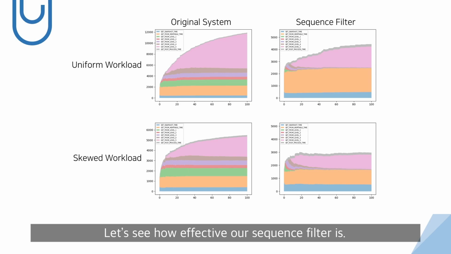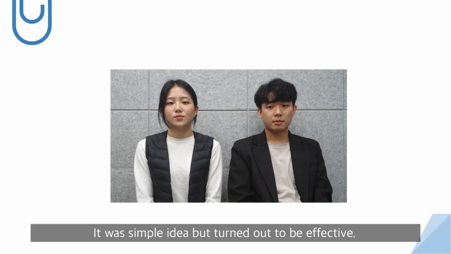Let's see how effective our sequence filter is. We used two types of workloads. One is uniform and the other is skewed. In both of those workloads, we can see the performance gain in read transactions. Especially in the uniform case, the performance is tripled, and in the skewed case it is doubled. Also, we could notice that there is less file traversing when using the sequence filter. It was a simple idea, but turned out to be effective.